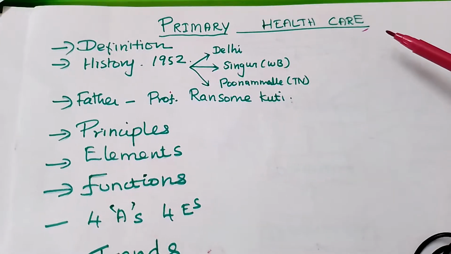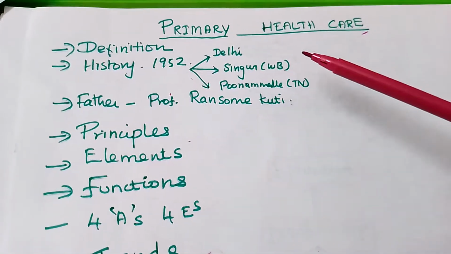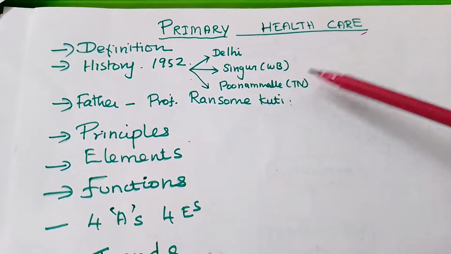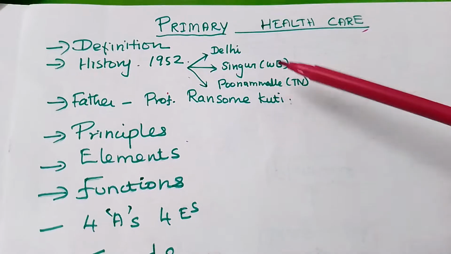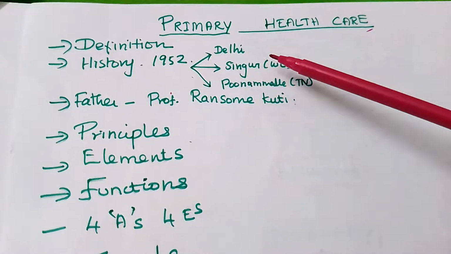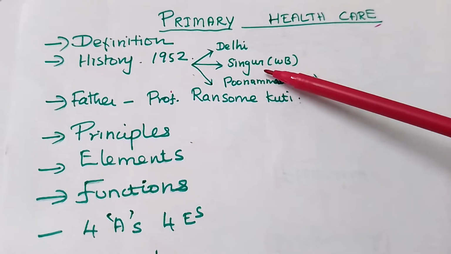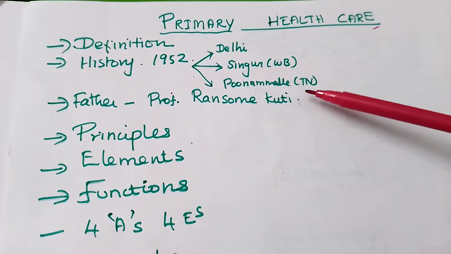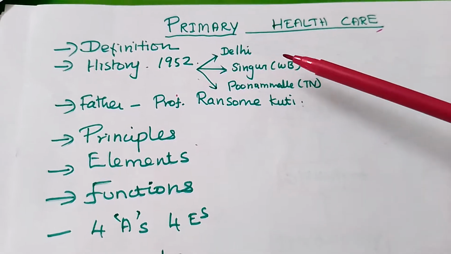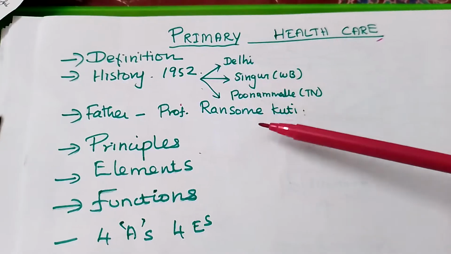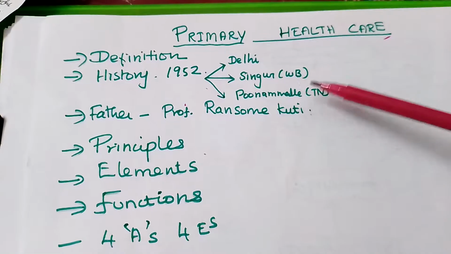Understand? If you first see the history, the primary health care concept came from the Bhore Committee. The first three primary health centers were started in 1952 in Delhi, Singur in West Bengal, and Poonamalli in the Tamil Nadu district. Who is the father of primary health care? Professor Ransome-Kuti is the father of primary health care.